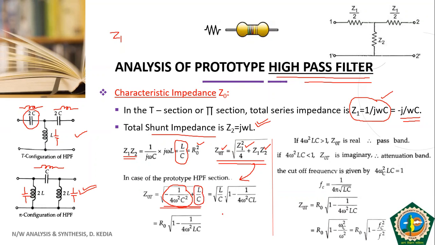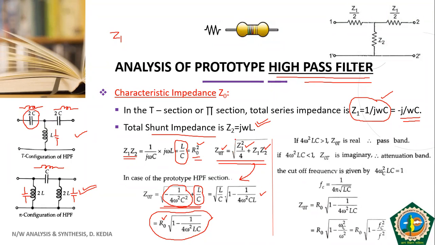So what we have done is taken under root of L by C common outside this. So we are left with 1 minus 1 by 4 omega square CL. And what is under root L by C? Under root L by C is nothing but R naught. So we have represented this by R naught, and we get R naught under the root 1 minus 1 by 4 omega square LC. So this is your characteristic impedance of a high pass filter having T configuration.